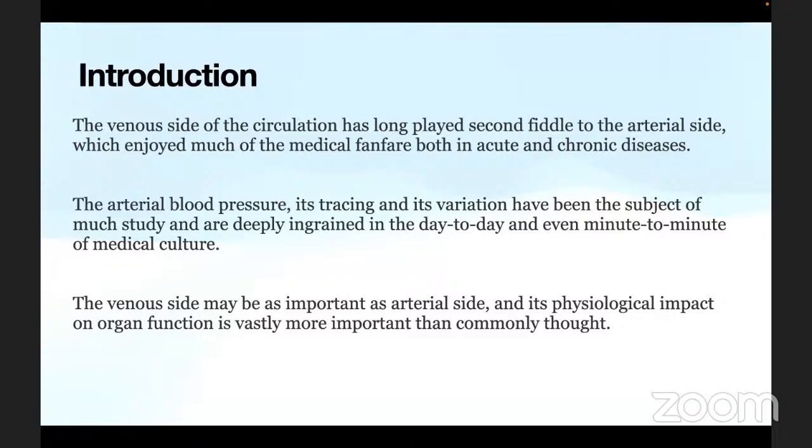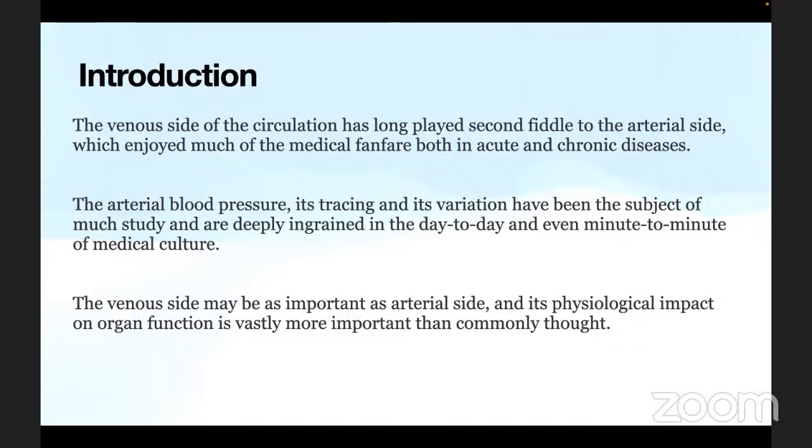Okay. Yeah. So to begin with, the venous side of the circulation has long played second fiddle to the arterial side, which enjoyed much of the medical fanfare in both acute and chronic diseases. Arterial blood pressure and its variations are more important to us, and we keep measuring it day to day and even minute to minute because we feel that arterial circulation is very important in maintaining perfusion to the end organ. The venous side may be as important as the arterial side, and its physiological impact on organ function is vastly more important than commonly thought.